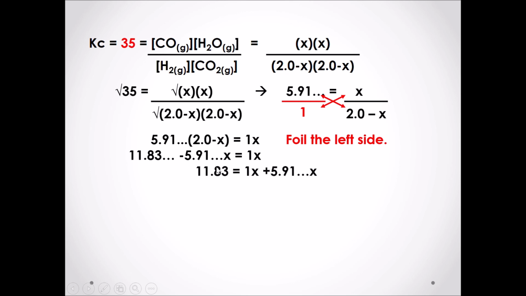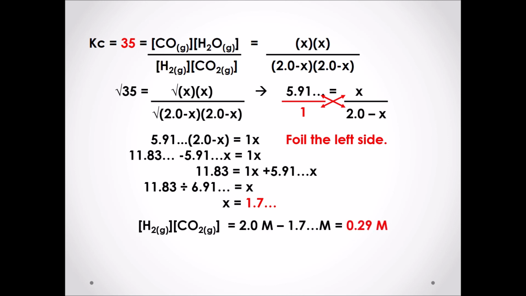We now have to bring all of our x values over to one side of the equation. We will bring the minus 5.91x over to the other side of the equation. It will now be a positive value. That leaves us with 6.91x on the right side of the equation, which we can then divide on the opposite side to solve for our x value. X will be equal to 11.83 divided by 6.91. X will be equal to 1.7.